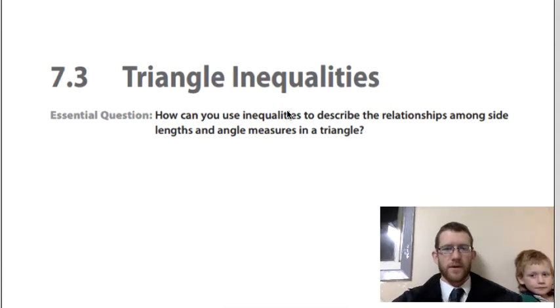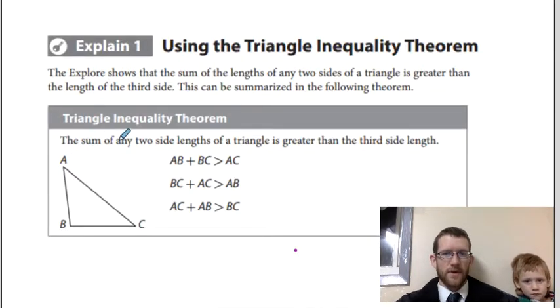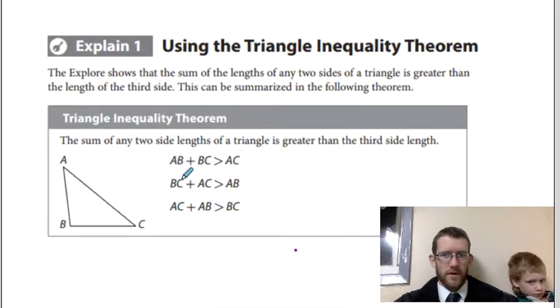7.3, triangle inequalities. If we find the triangle inequality theorem in our book, it states that the sum of any two side lengths of a triangle is greater than the third side length. That's what they wrote here: these two side lengths have to be greater than the third, these two have to be greater than that third one, these two have to be greater than that third one. And this kind of makes sense.